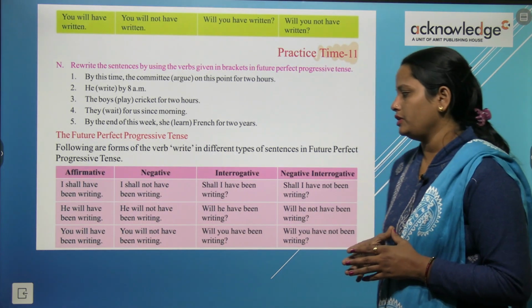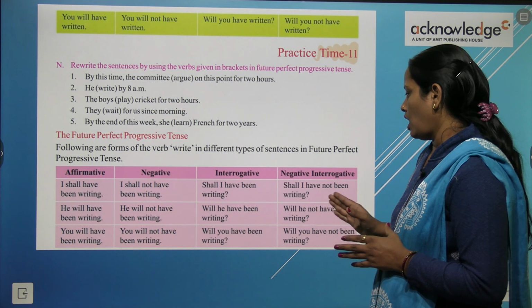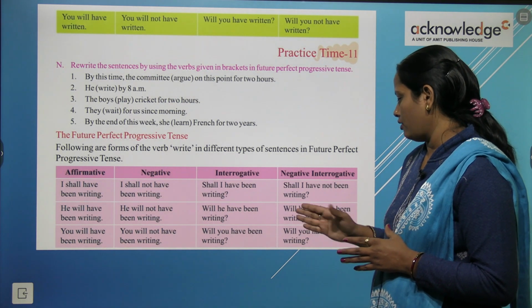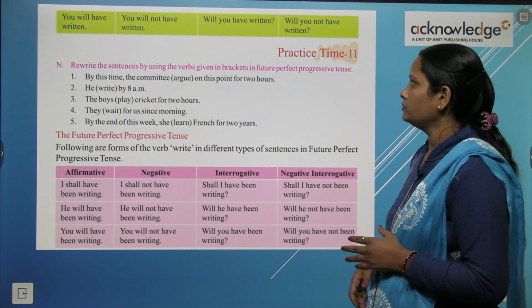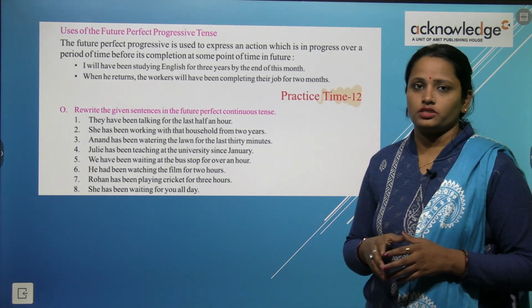You will have been writing. You will not have been writing. Will you have been writing? And will you not have been writing? Now let's learn the uses of future perfect progressive tense.